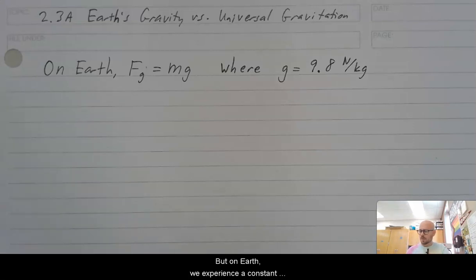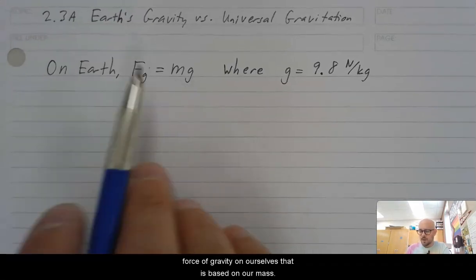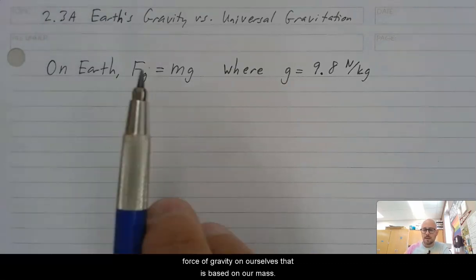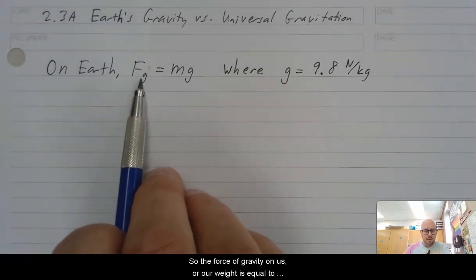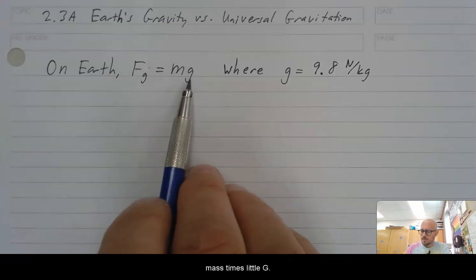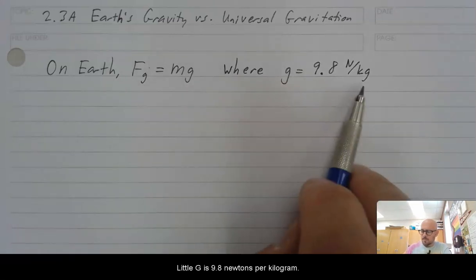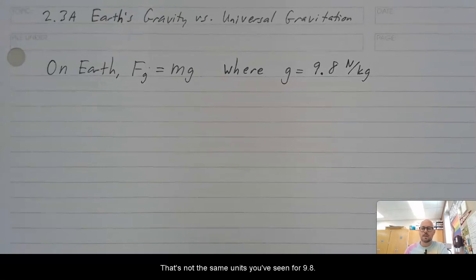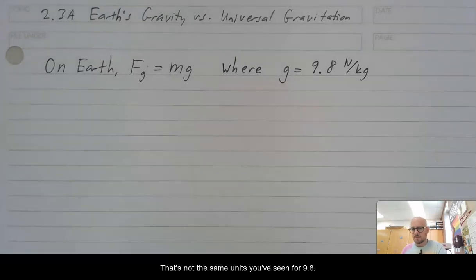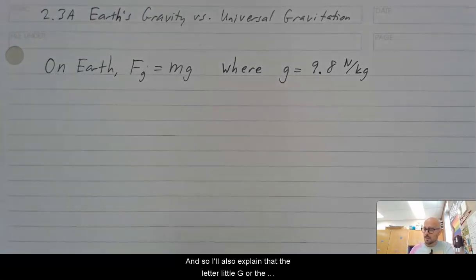But on Earth, we experience a constant force of gravity on ourselves that is based on our mass. So the force of gravity on us, or our weight, is equal to mass times little g, where little g is 9.8 newtons per kilogram. That's not the same units you've seen for 9.8, and so I'll also explain that.